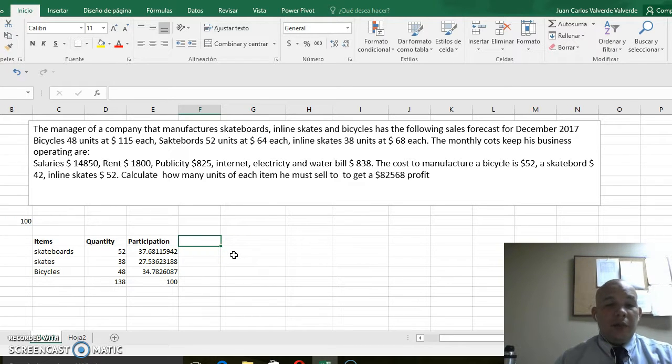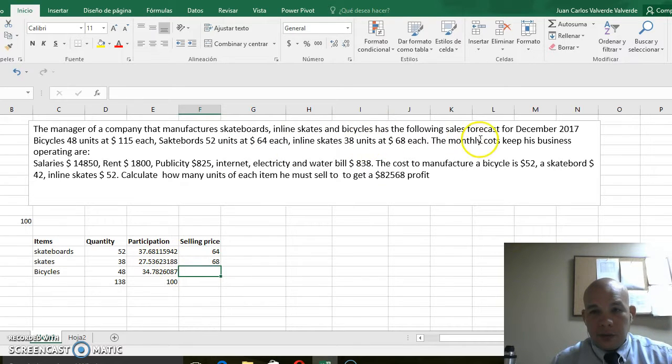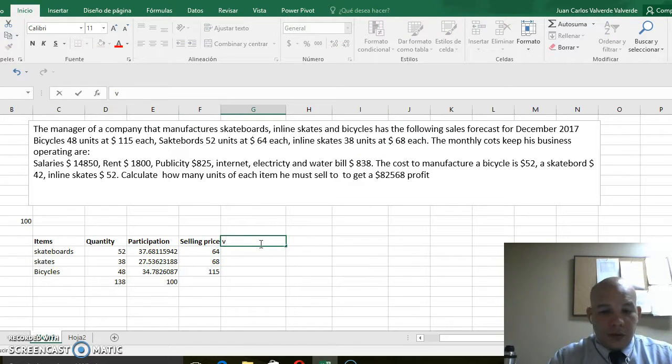The next part of the problem is selling price. The selling price for skateboards is 64. The selling price for skates, 68. And the selling price for bicycles, 115. Now the variable cost.